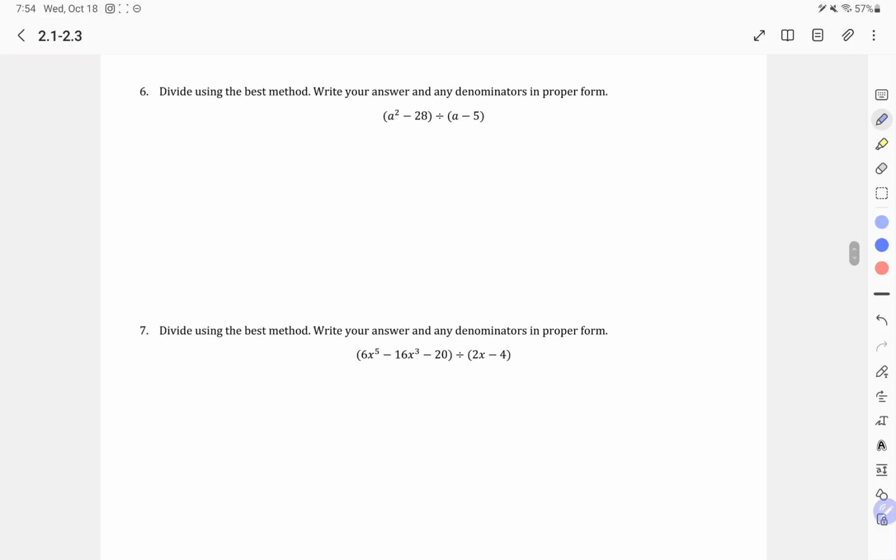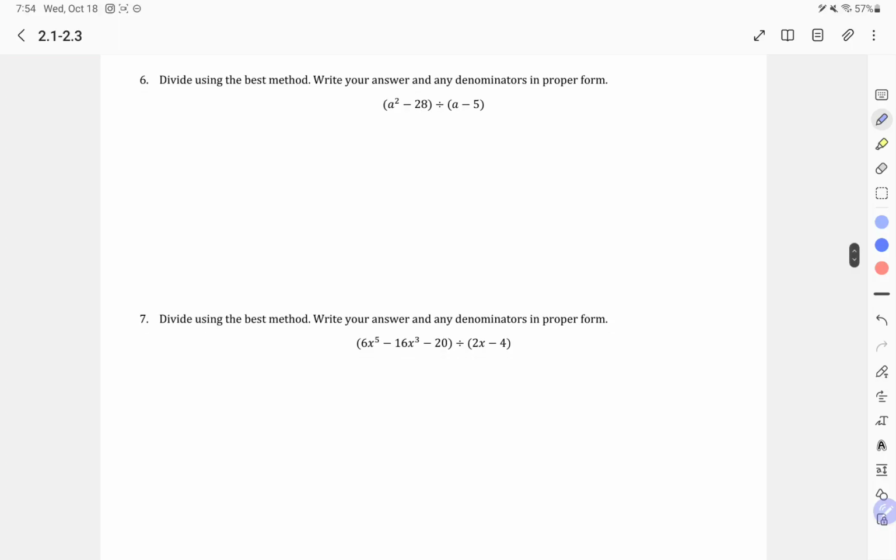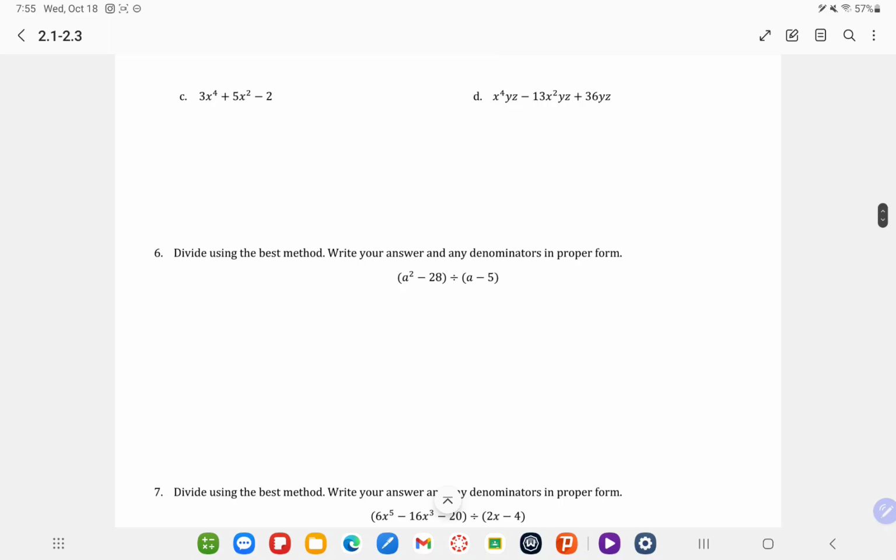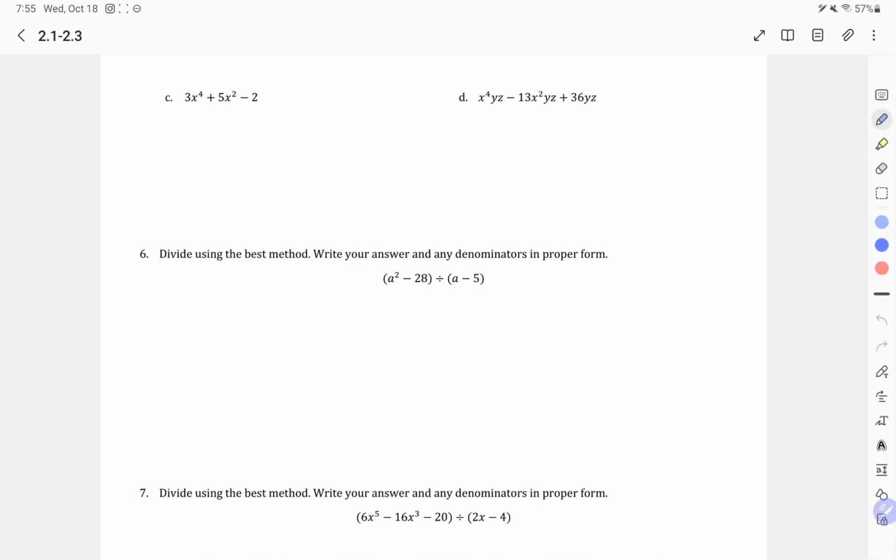Let us go to the divide method. Divide using the best method. Okay, write your denominator in proper form. So I believe that the best method to divide this would be either synthetic or long. There's really only two ways you could do this. Honestly, I know all of us are very lazy, so let's do it the easy way, which would be synthetic style. So a negative 5 would become 5. Oh, my edits are not on. All right, that would just become 5.